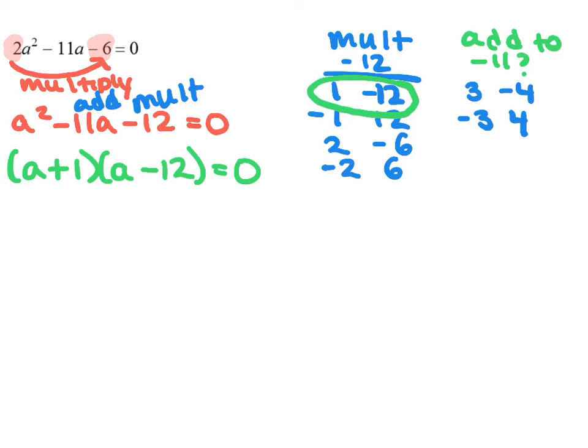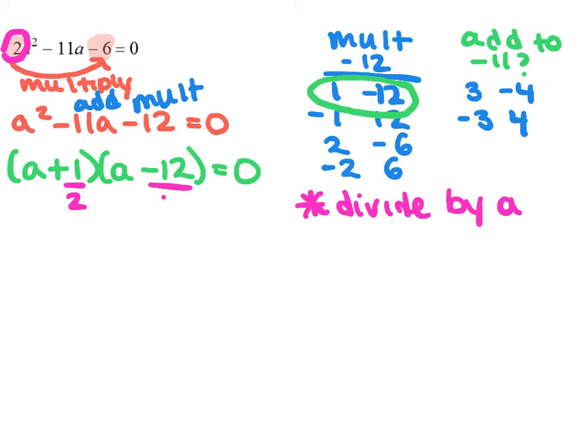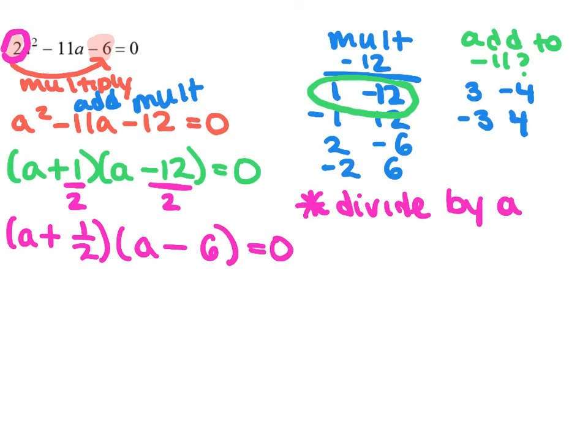Now this is where we have to look back at that original value of a. So we want to divide by whatever that value of a was. So in this case, the original value of a is 2. So I'm going to divide the 1 and the negative 12 by 2. Now if I simplify those equations, a plus 1 over 2 stays as 1 over 2. And a minus 12 divided by 2 becomes a minus 6, and it's equal to 0.